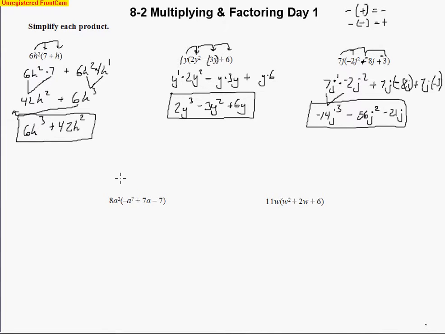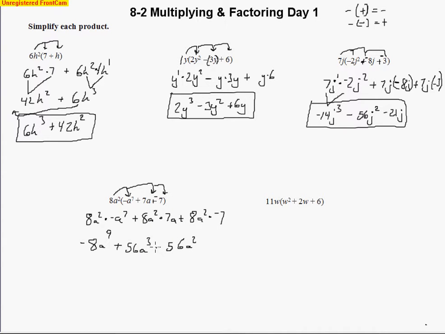So looking at this next one, here I have an 8a squared, so I'm multiplying each of the terms again. And so I've got 8a squared times a negative a to the 7th power, and then plus 8a squared times 7a, and then I'll do that same thing, plus negative here, so I'm treating that as plus 8a squared times negative 7. So I do the work there, and I got negative 8a to the 9th power, I got to add up the exponents again, plus 56a to the 3rd power, and then over here I've got the minus 56a to the 2nd power, and that would be my answer.